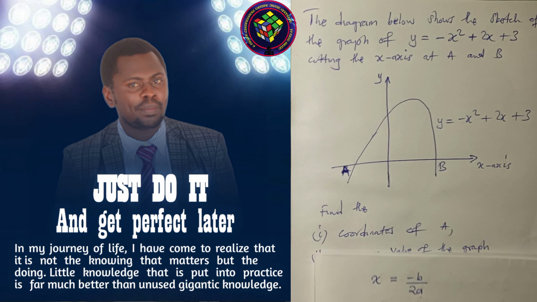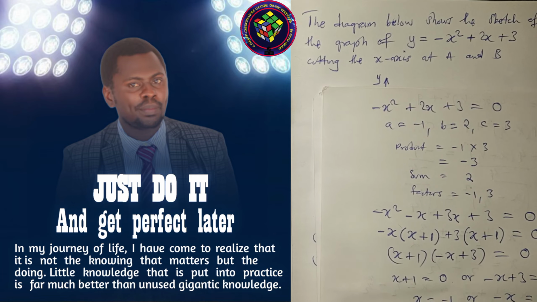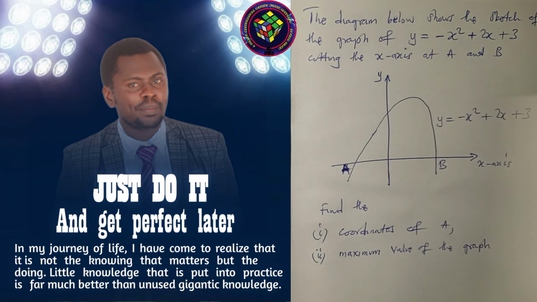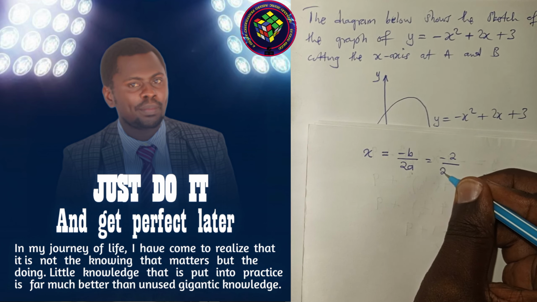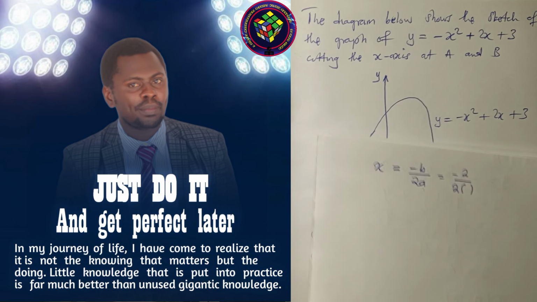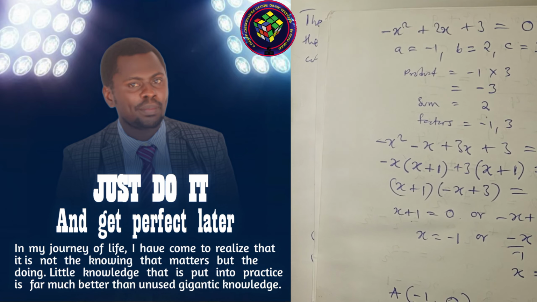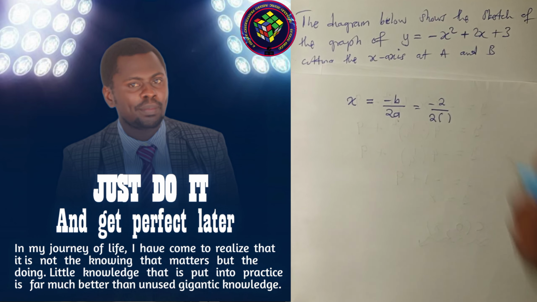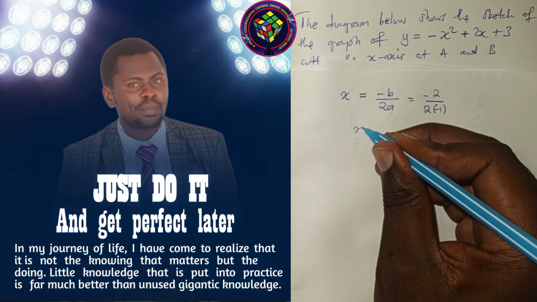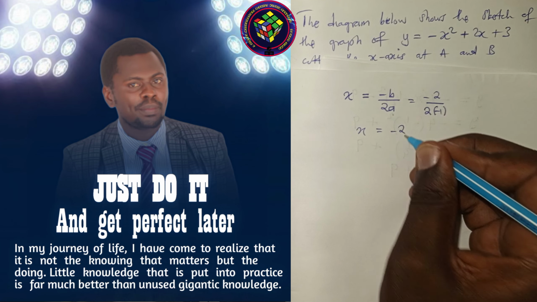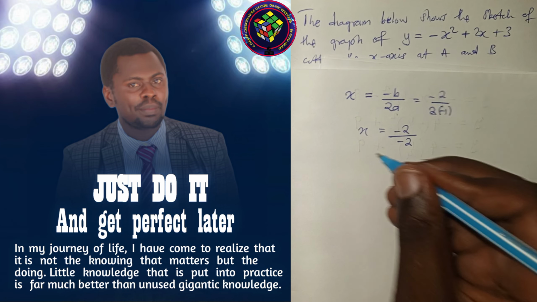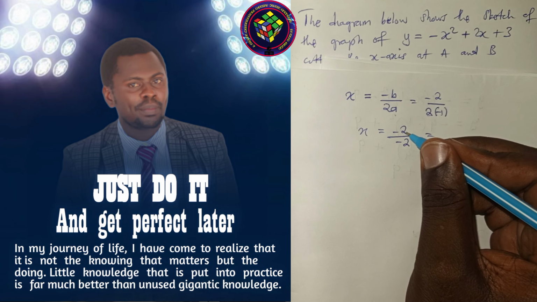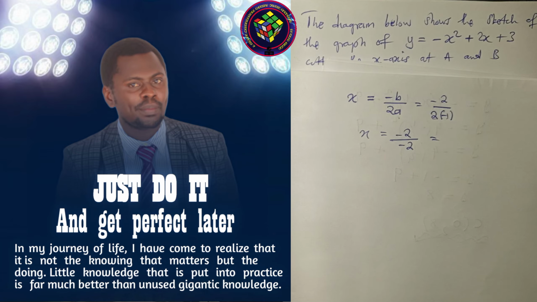Okay, we know that b is 2. So you have this is equal to minus 2 over 2 multiplied by a, and our a is minus 1. So minus 1. So we have x is equal to, so this is minus 2 over 2 multiplied by minus 1, you get minus 2. Okay, so x is equal to minus 2 divided by minus 2, and that is 1.